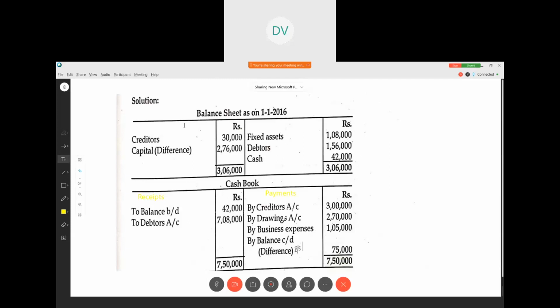Usually, from the opening balance sheet, we take the opening capital. From the cash book, what do we take? Closing balance, usually.